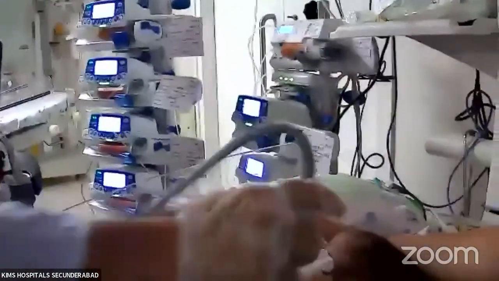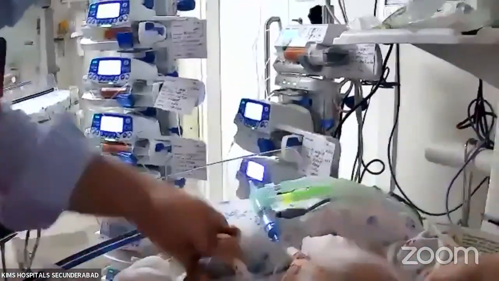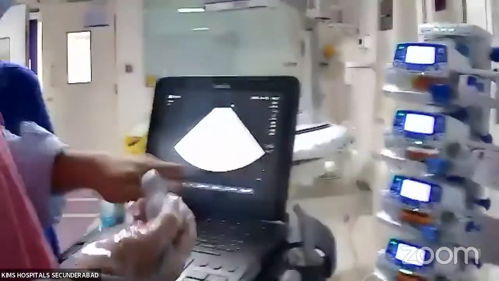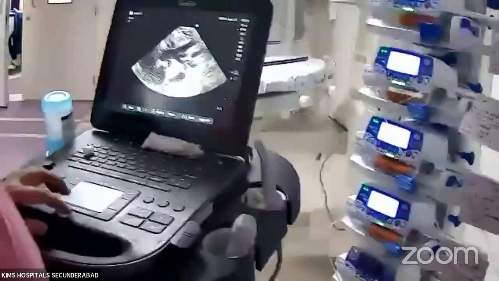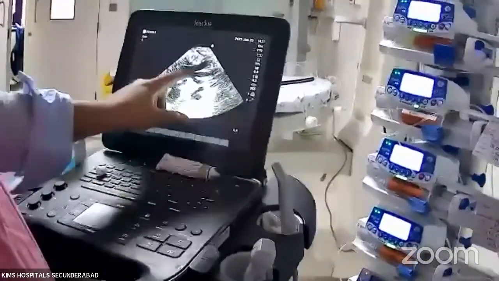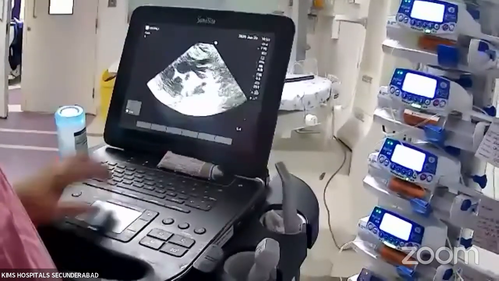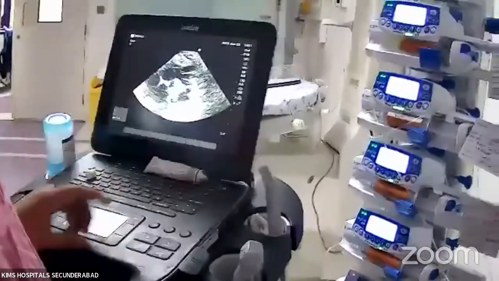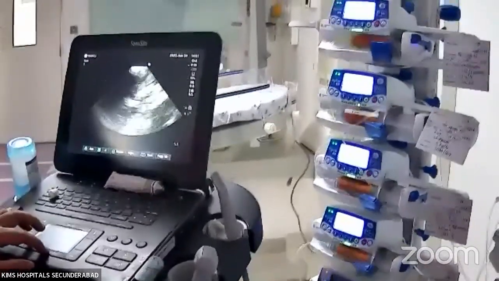Now once you go a little further, you have to extend the neck to get a good arch view. So what you do, just put it like this. This is the arch, you can see. This is the arch. The first branch, second branch, third, all three are equidistant. But if you see, there is a mild narrowing. This is all irregular. So there is a coarctation in this baby.